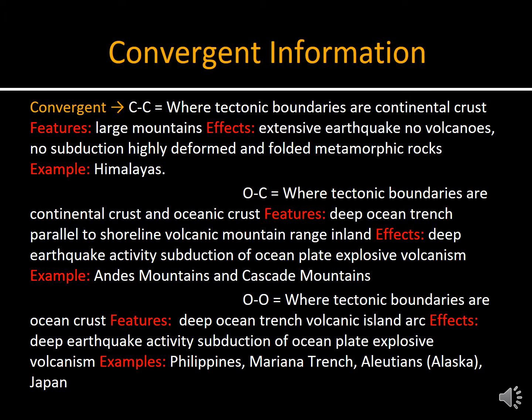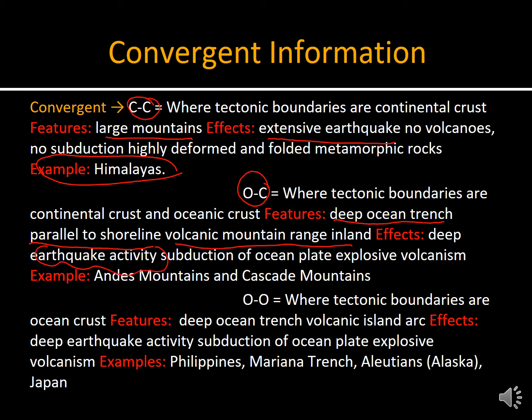So what is some more information about convergent? Well, I try to simplify it. So convergent, continental, continental. So again, large mountains if continental, continental. Strong earthquakes, not really any volcanoes. Big example is the Himalayas. Well, what about oceanic, continental? Well, this is going to be deep trench, parallel volcanic mountain ranges. A lot of times there is earthquake activity. Okay. The big example for that is the Andes Mountains or the Cascade Mountains.